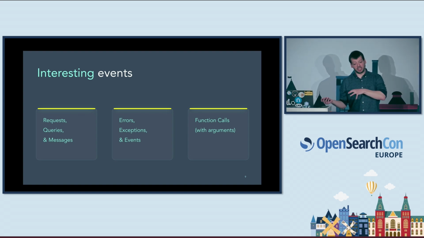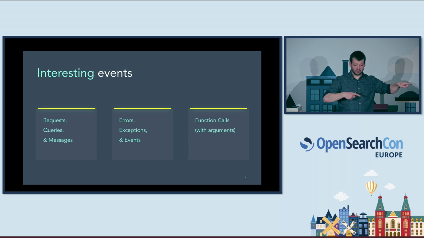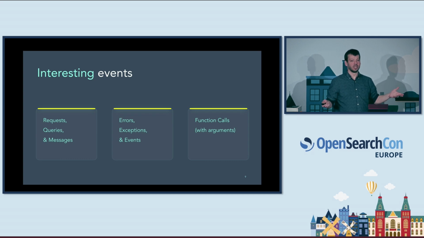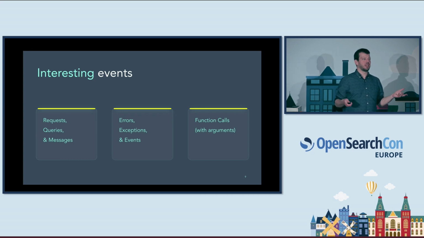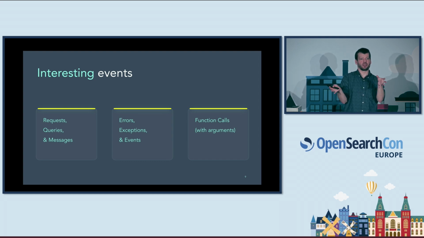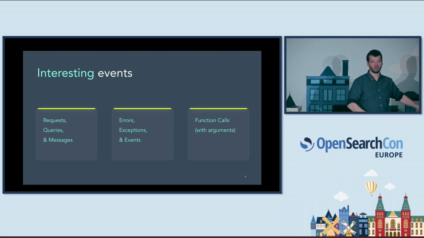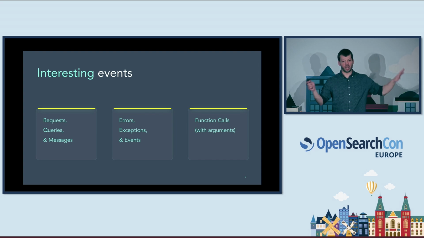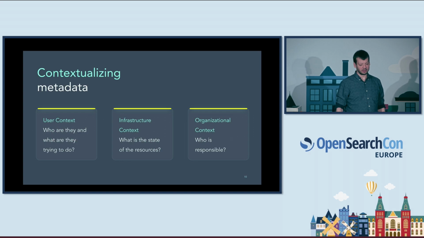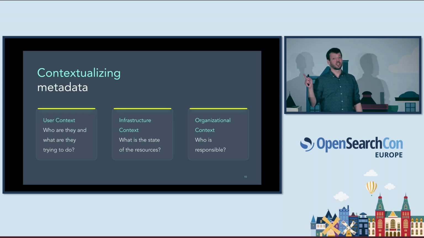But actually, if we think about it, right, all of those other things, requests, queries, messages, errors, exceptions, and events, those are all kicked off by functions. So if we're talking about observing application code, really, all we're talking about is, can we observe function calls and emit telemetry events for that? And if we can do that, then we can cover all of those other use cases with the full context of the application stack that we're running in. That context is really important, right?